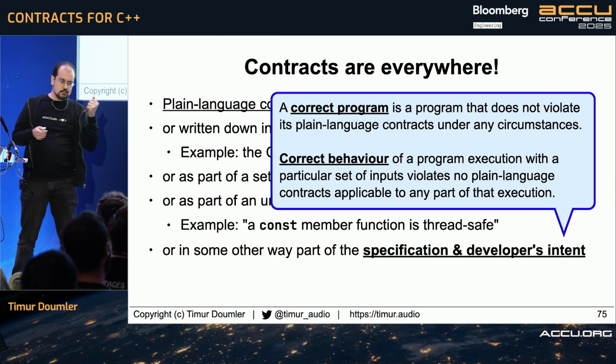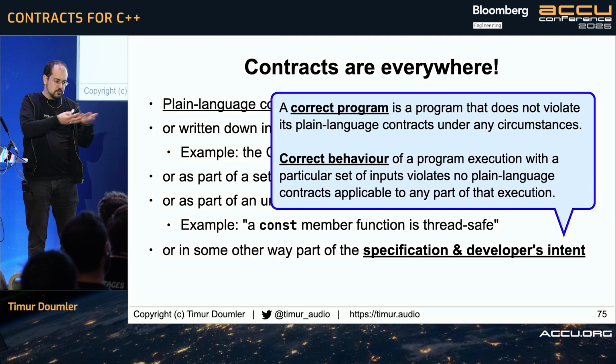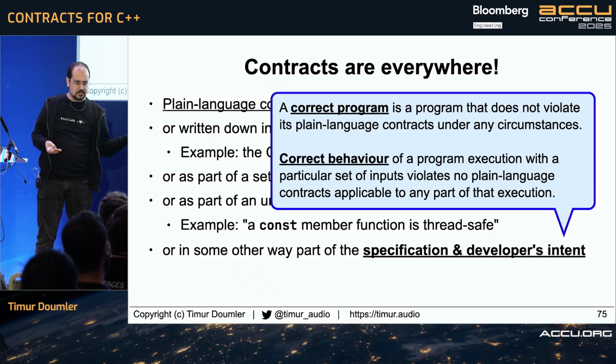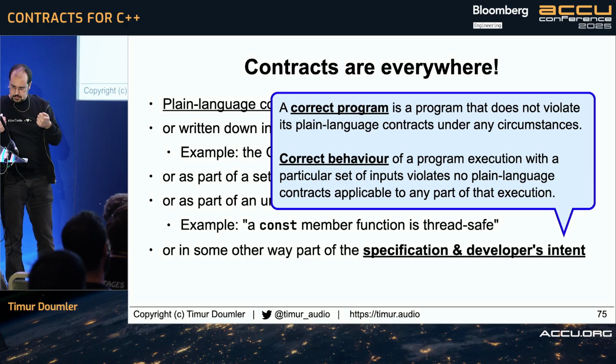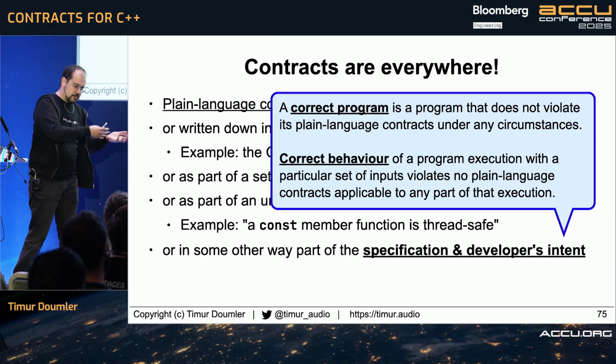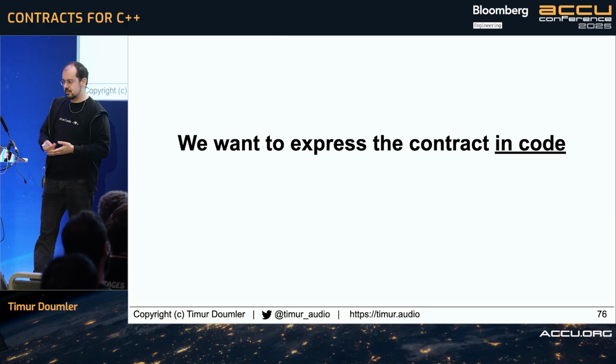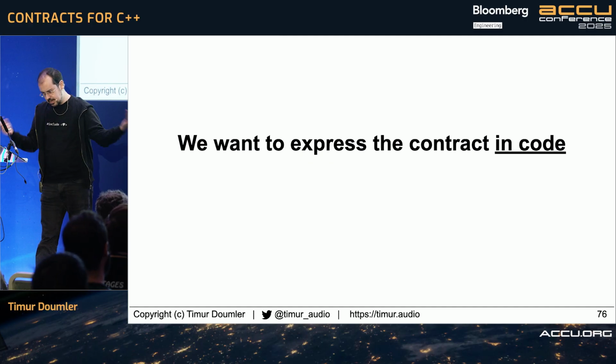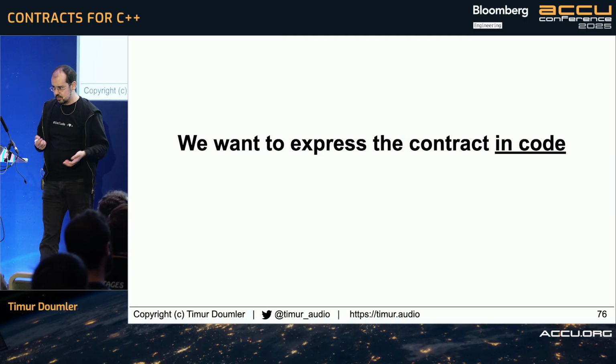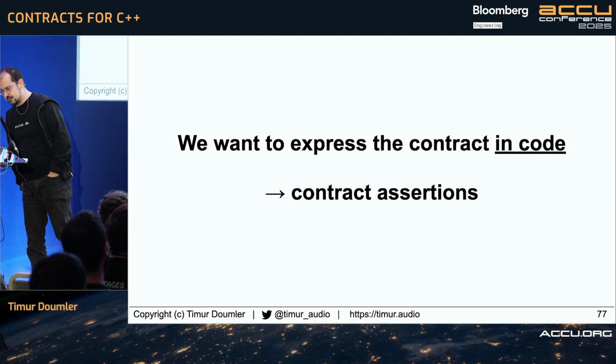And the new thing, and also it's not really new because we had macro assert also since the 80s or something. But what we want to do now in C++ in a way that's better than macro assert is to express the contract in code, right? Not just in English or implicitly, but in code, and that's exactly what contract assertions are.